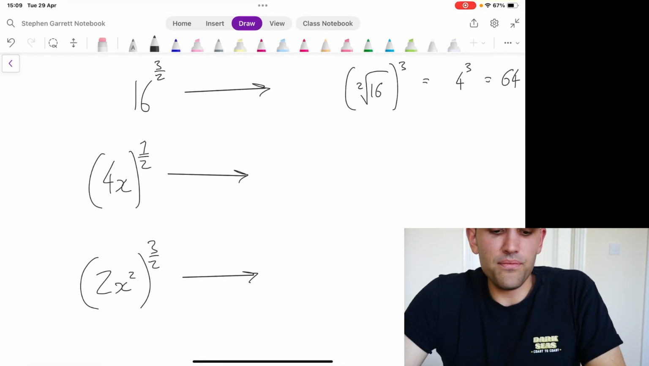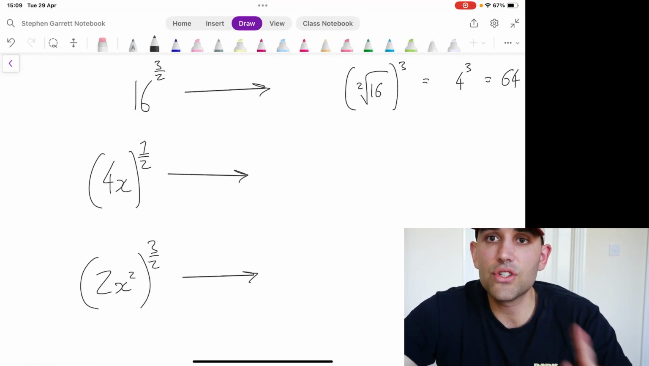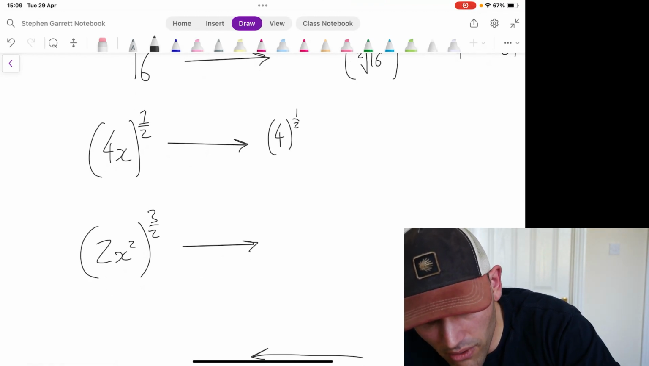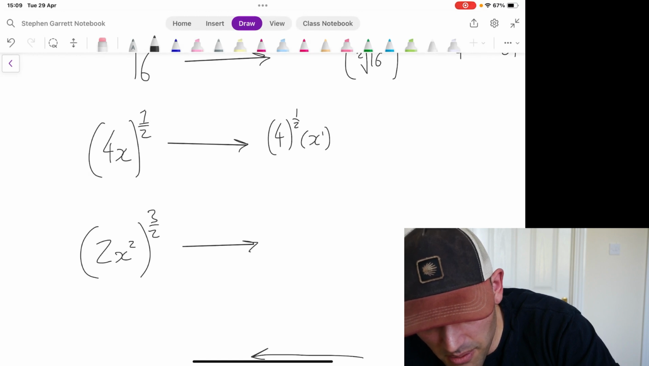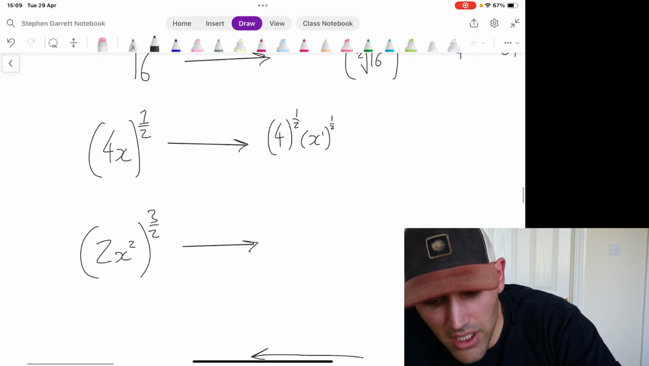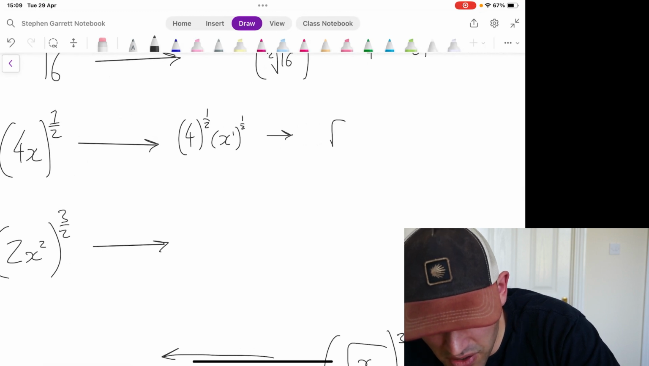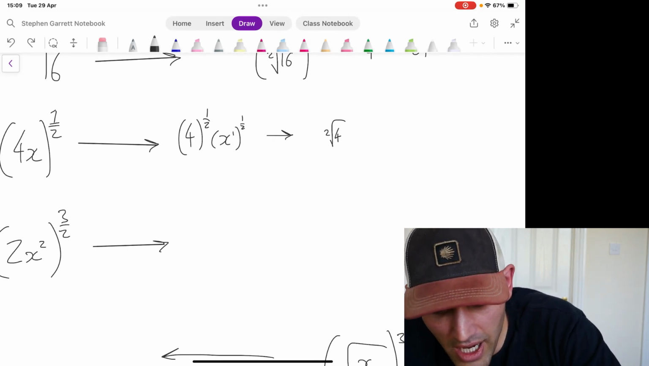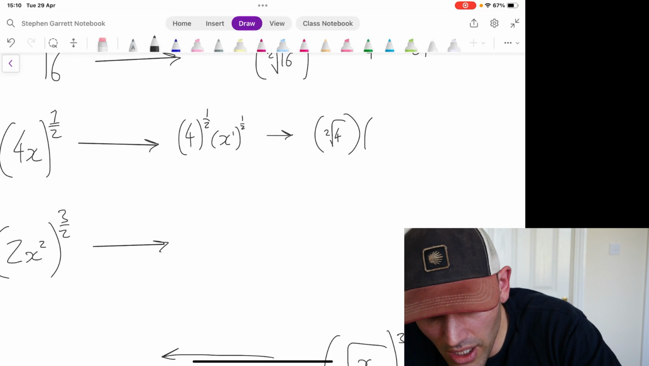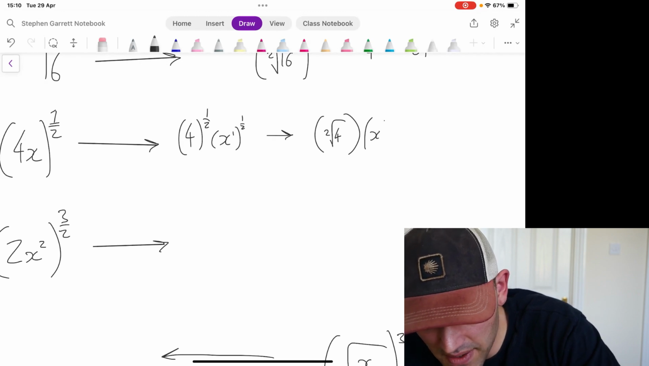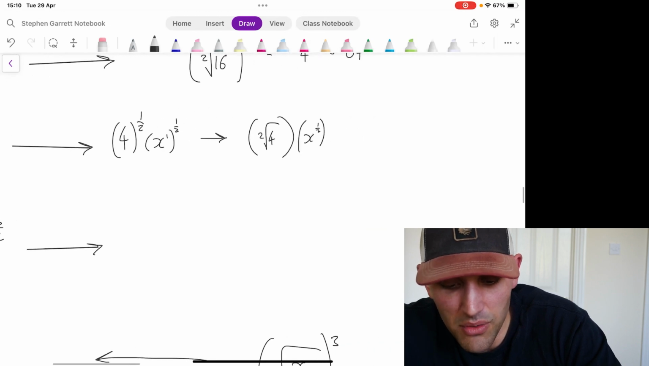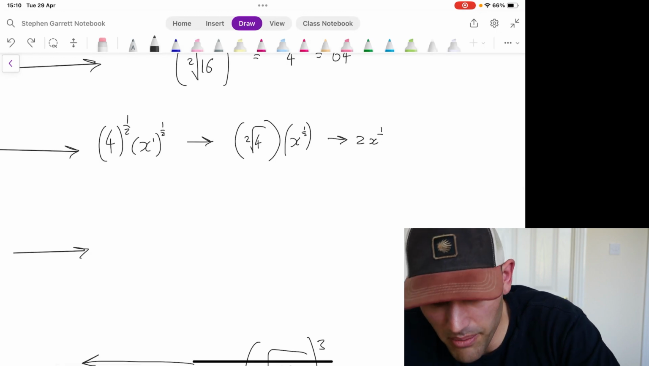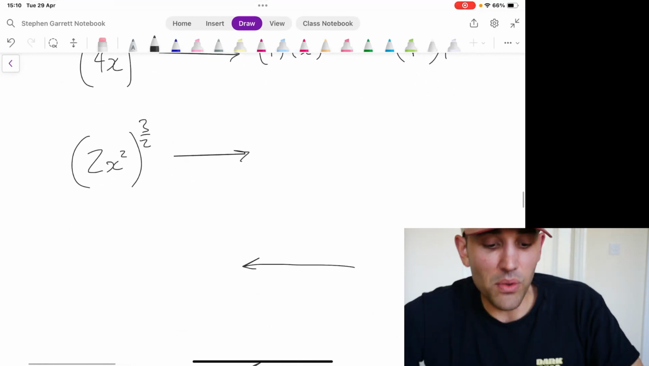Having a look at this one, of course, we're going to have to apply that power to each component of this. So that's going to become 4 to the power of 1/2 multiplied by x to the power 1 multiplied by the power of 1/2. If we just crank the handle on these, that's going to be square root 4, because that's the 1/2 power, multiplied by x to the power of 1/2. Square root 4 is 2, so that becomes 2x to the 1/2. Not the best 2 in the world. There you go.